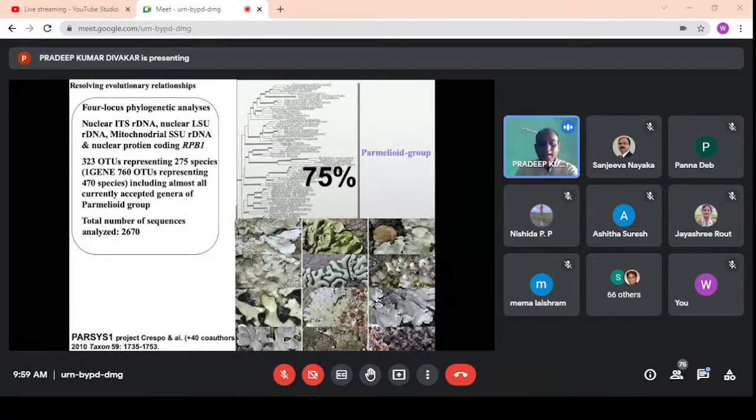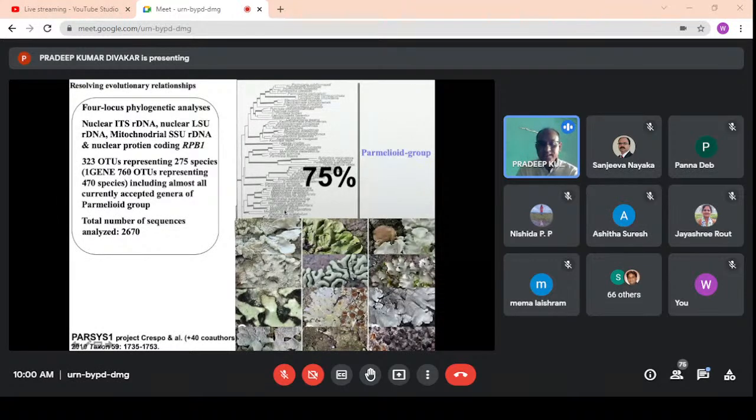We made a consortium, and a total of more than 40 authors were involved in this study. It was based on a 4-locus phylogeny, that is ITS, nuclear LSU, the mitochondrial SSU, and one protein-coding gene, that was RPB1. The total number of species analyzed was 2,075, representing 323 OTUs of all the markers and 760 OTUs of just ITS. For ITS, we had 470 species, just ITS was analyzed in this group.